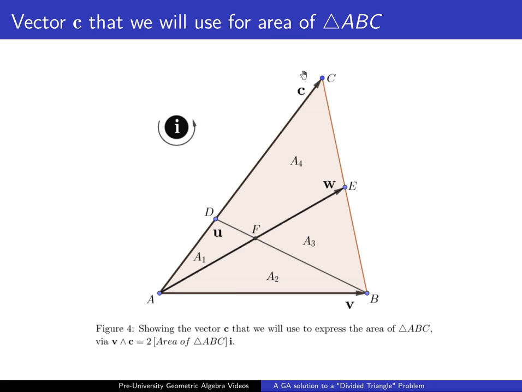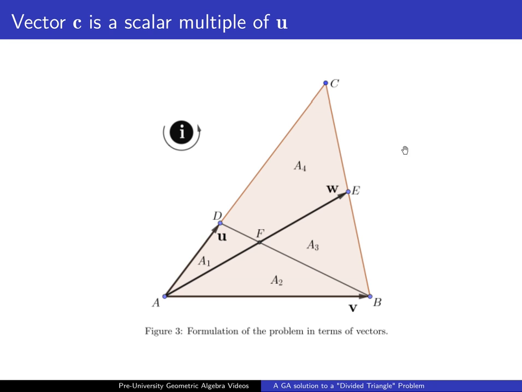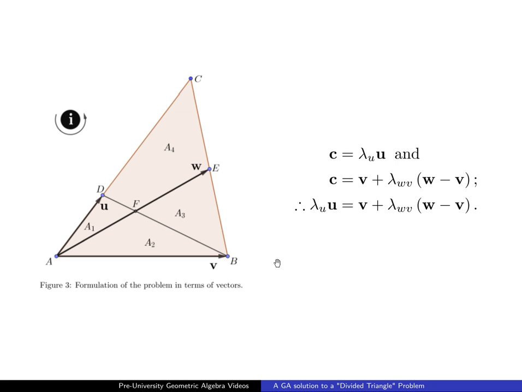Now, how will we find the vector c? Well, we will use the intersection idea that we saw a moment ago. We can see that c here is just some scalar multiple of u. So we set vector c, which is lambda u, equal to v plus some scalar multiple of w minus v. Here we have done that. And what interests us is the scalar lambda u, so we will eliminate lambda wv by taking the outer product of both sides with w minus v.